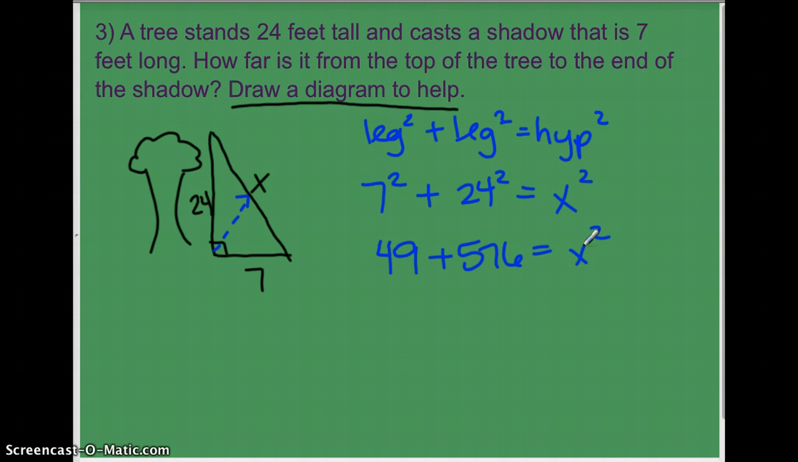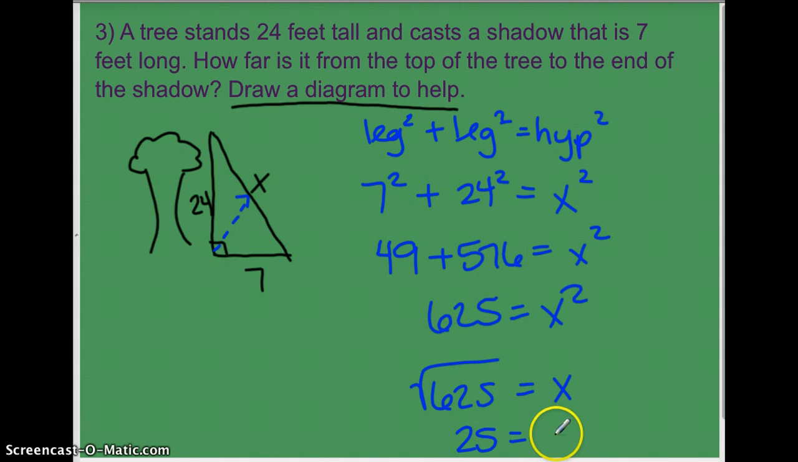That has to equal x squared. So 49 plus 576, we'll add those together and you get 625 equals x squared. So remember, I don't want to know x squared, I want to know just x. So I need to take the square root of 625. And again, you can use your calculator for that, and you end up getting 25. That means 25 times 25 is 625. So your answer would be 25 feet from the top of the tree to the end of the shadow.